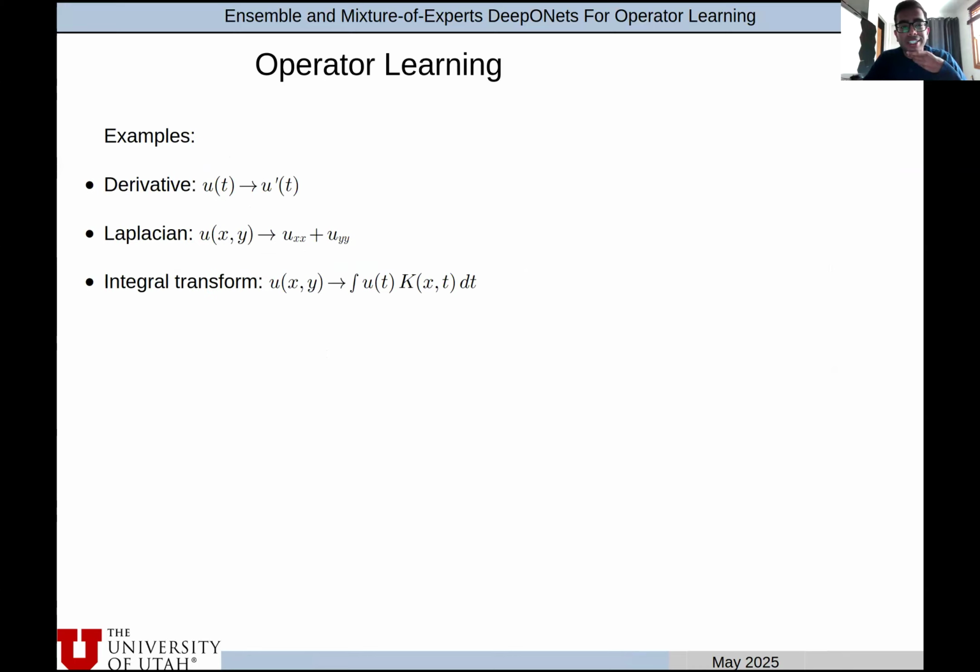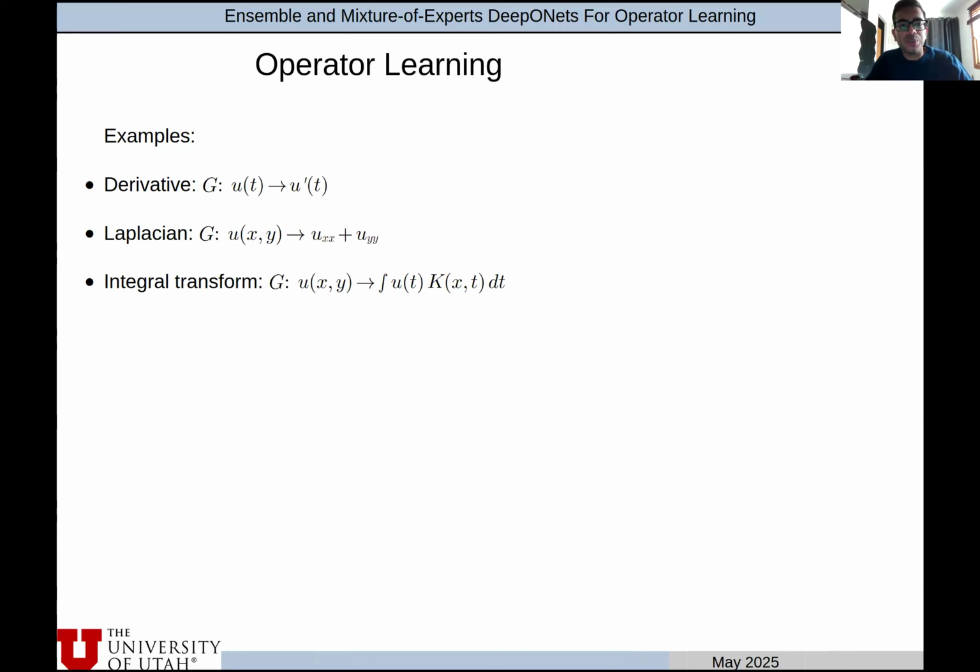Examples of operator learning can be to learn, approximate, or fit operators like the first derivative operator, or the Laplacian, which is the sum of second partial derivatives, or the integral transform, or anything that transforms a given function u into anything separate from u. So addition could be one simple operator that could be learned.